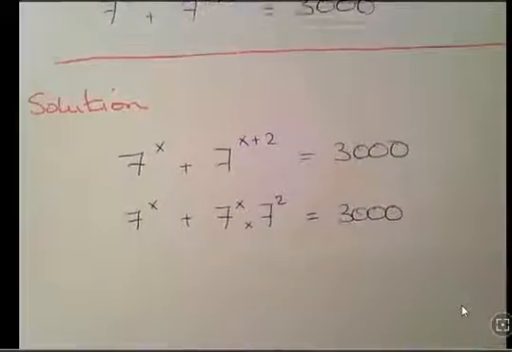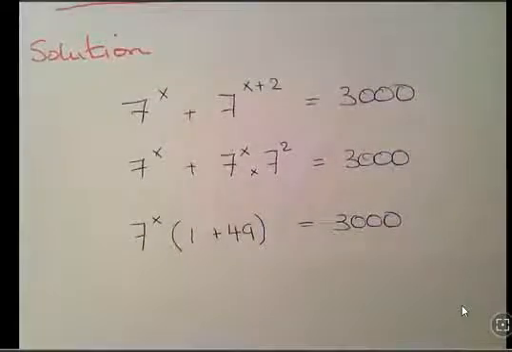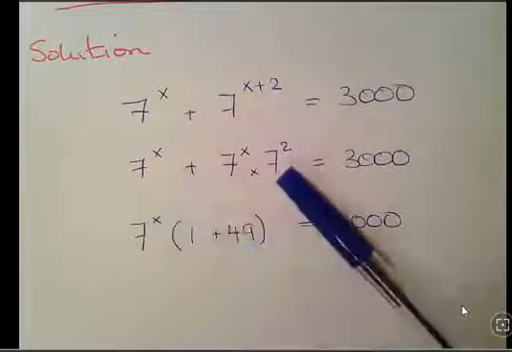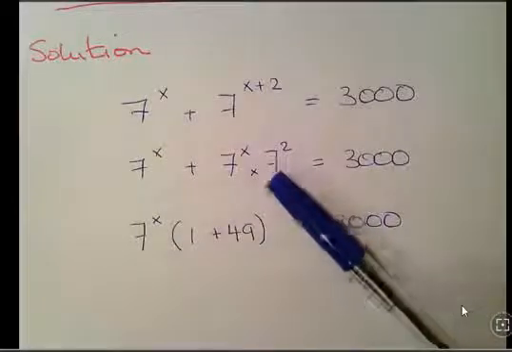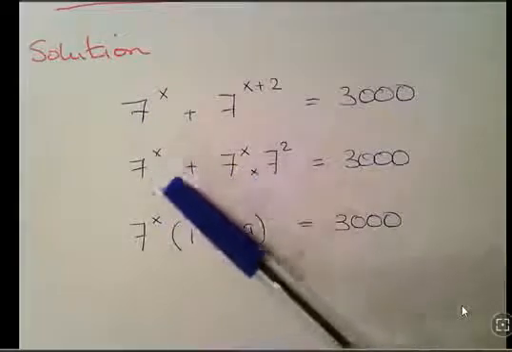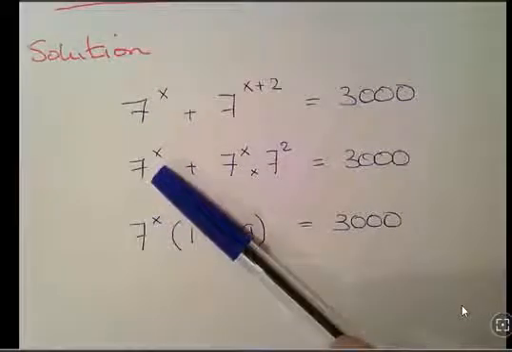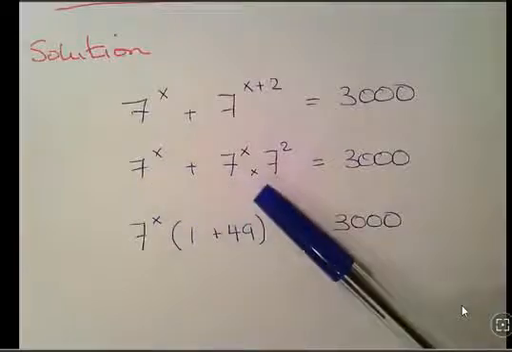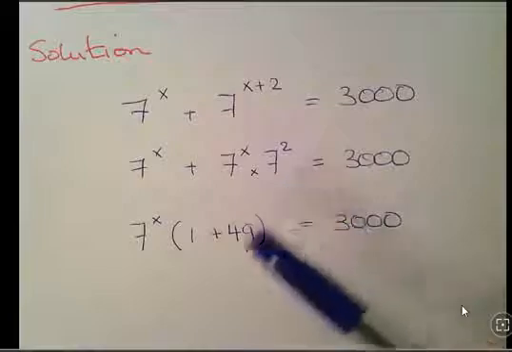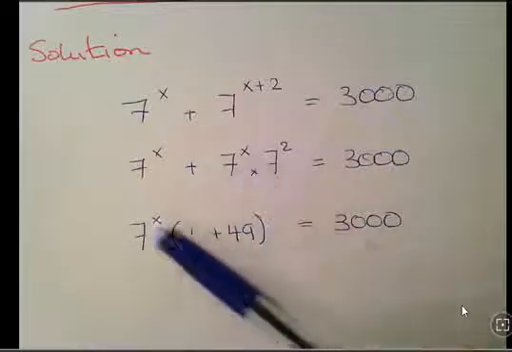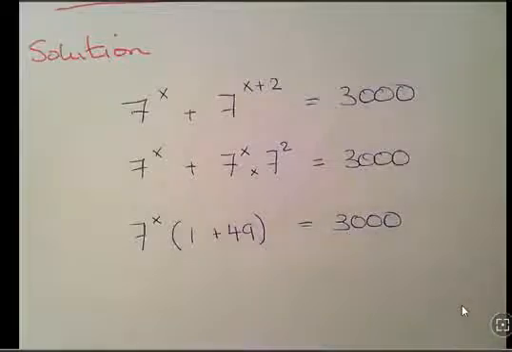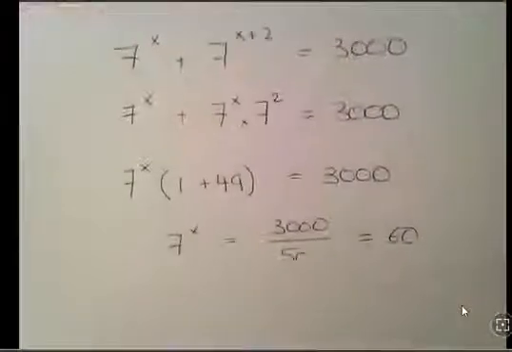Remark that the first term is 1 times 7 to the power of x, whereas 7 squared is 49. So we can rewrite this expression as 1 times 7 to the x plus 7 to the x times 49. We can re-express this whole thing as 7 to the x times (1 plus 49), which is 50, and that is equal to 3000.